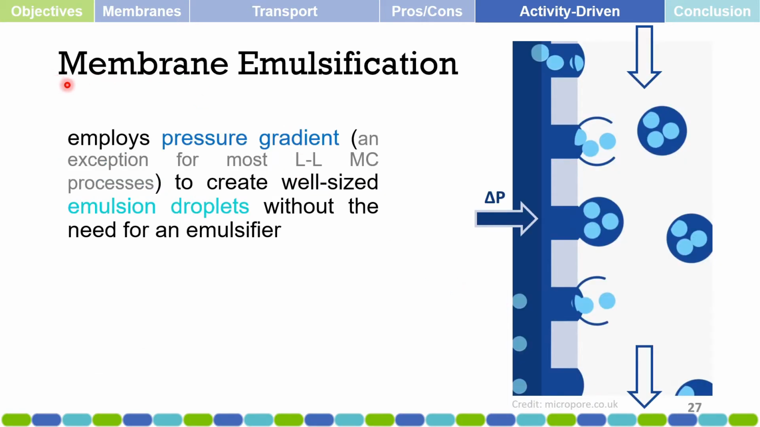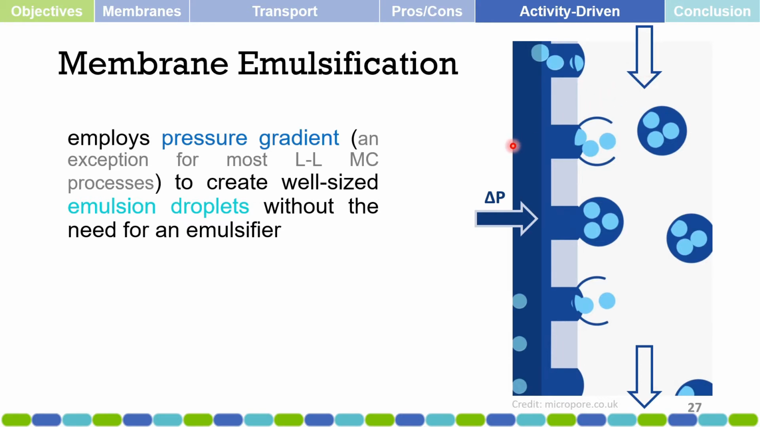Then moving forward, membrane emulsification. A membrane emulsification process still employs a liquid-liquid membrane contactor, but the difference is that it employs a pressure gradient so that the flow of the components happens. This membrane emulsification process enables the creation of well-sized, precisely sized emulsion droplets into the other phase without the need for an emulsifier.